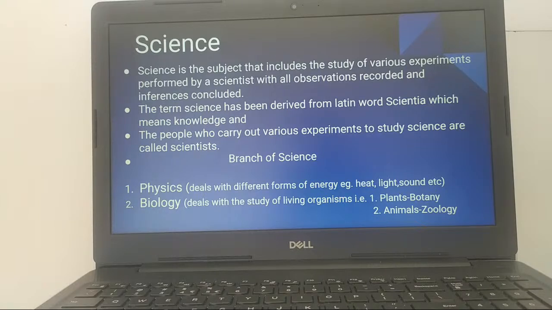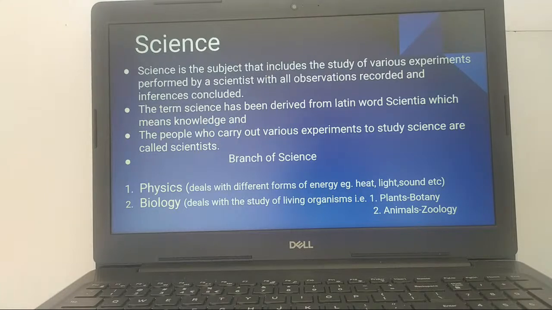The term science has been derived from the Latin word scientia, which means knowledge. And of course, when we study science, whether it's physics, chemistry, or biology, we gain knowledge, which we apply in various fields. Whether we are working at home, whether we are on the road, whether we are moving anywhere, we can apply different aspects of it in these fields. Well, the people who carry out various experiments to study science are called scientists.